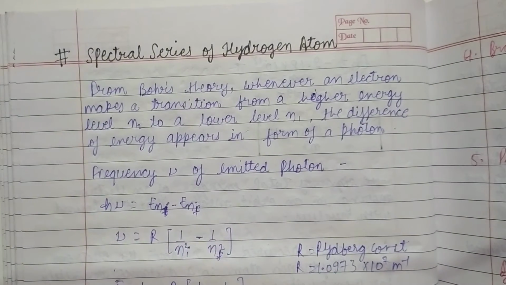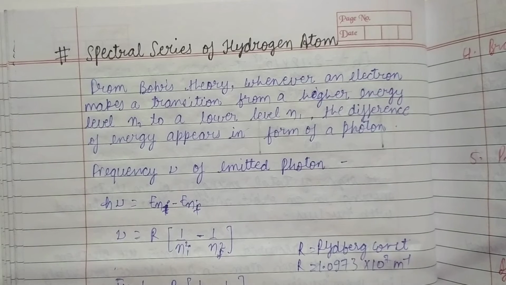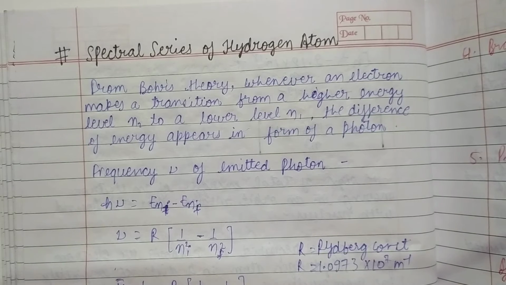First of all, let us understand what these spectral series are and how they arise. From the Bohr theory of the atom, what do we know? When an electron makes a transition from a higher energy orbit to a lower energy orbit, there is some difference in energy between the two levels. So when the electron at the higher energy level makes a transition to the lower energy level, some energy is emitted, and that energy appears in the form of photons.